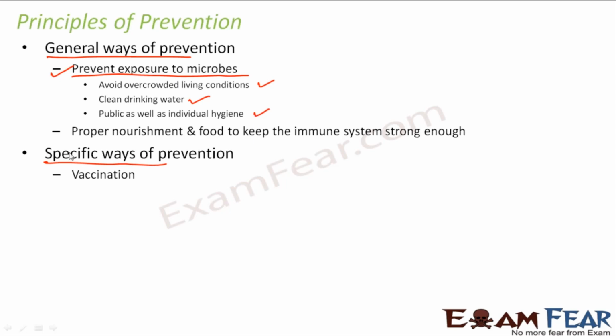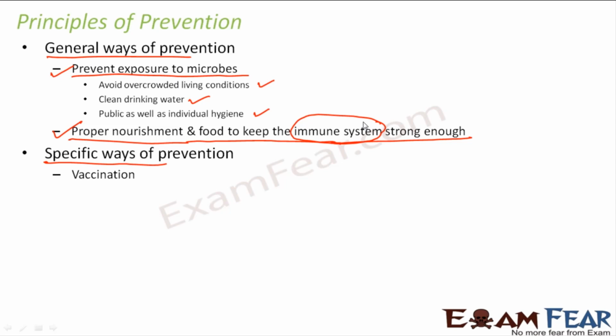The next thing is proper nourishment and food to keep the immune system strong enough. That means you should take proper food so that you remain healthy. Healthy means you should have a strong immune system, because if your immune system is strong, there is a good possibility that you will not get diseases very often. Because every time there is an infection, if your immune system is strong, it will always win the fight between the microbes and your body. So when your immune system wins, you do not get any disease. So always try to get proper nourishment and proper food. Try to do some exercises and yoga, because all these things help you to build a strong immune system.